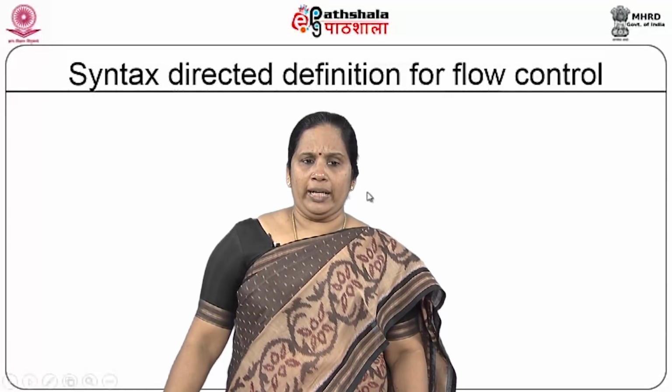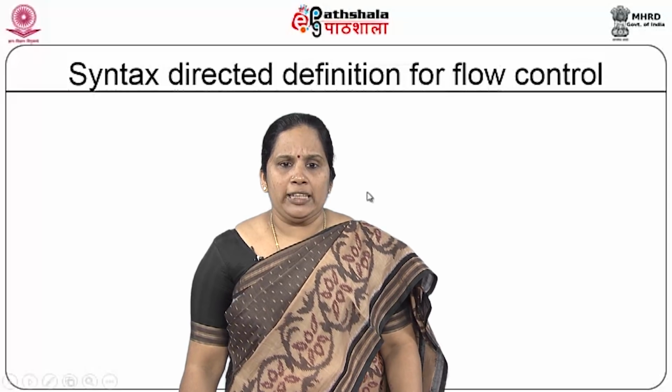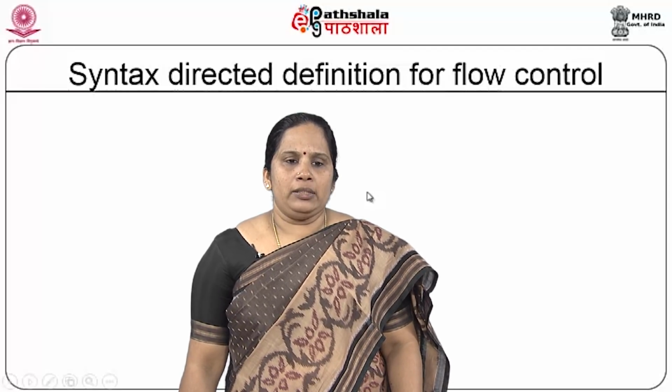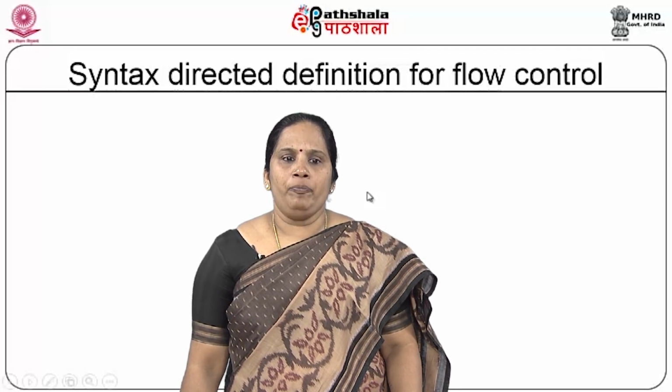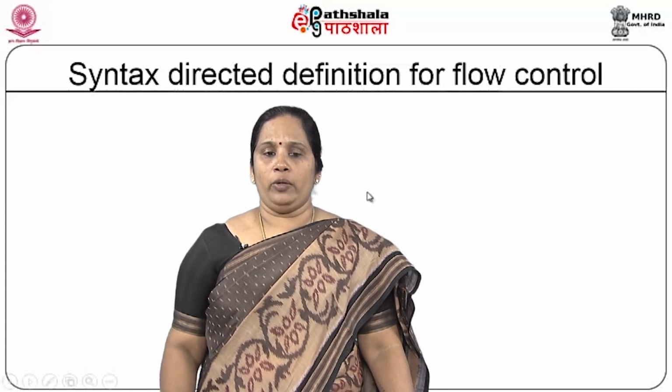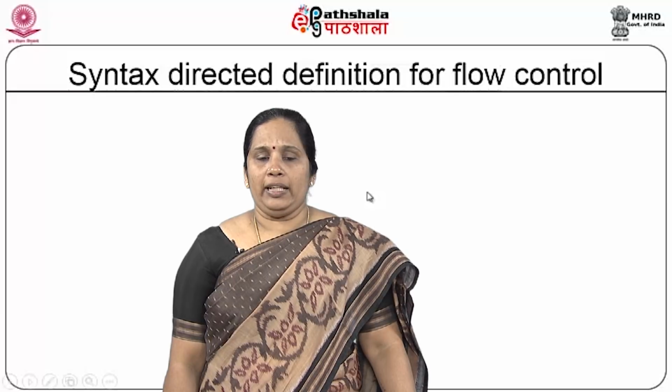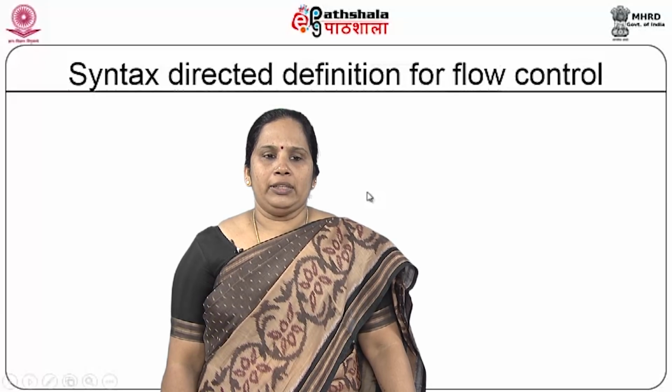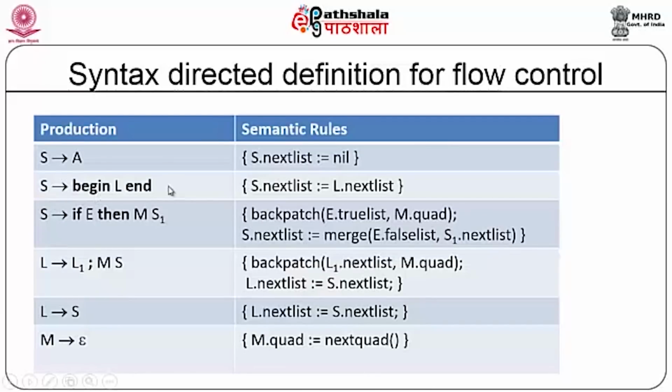Now, let us look at this. S produces A is a very simple statement for which you do not have a next list at all. So I will say S dot next list is equal to nil. And for the statement S produces begin L end, the next list of L is nothing but the next list of S also. So S dot next list will be equal to L dot next list.